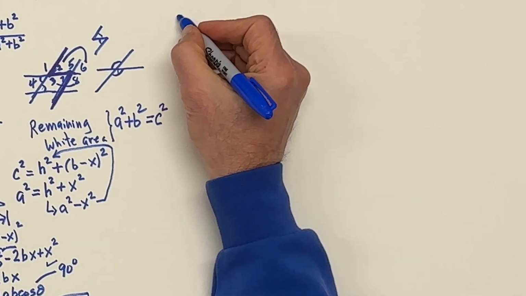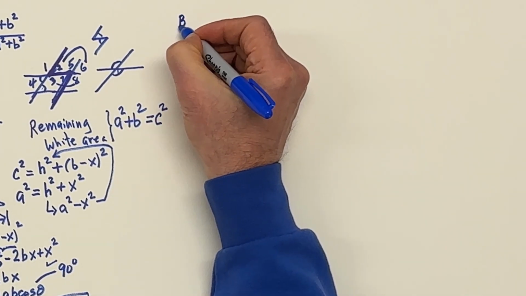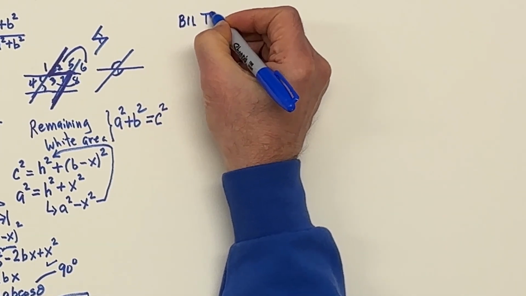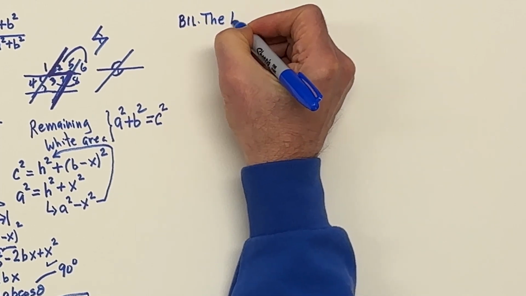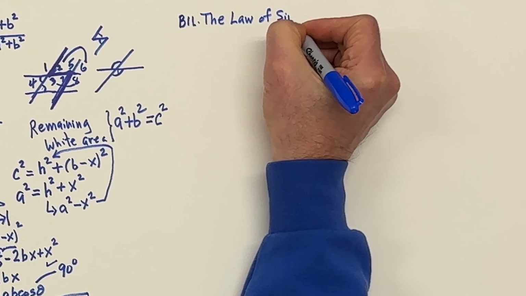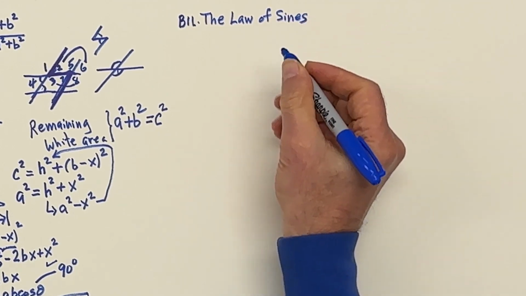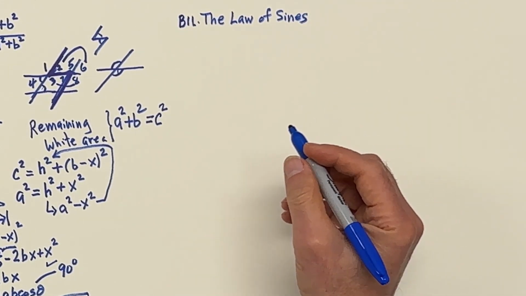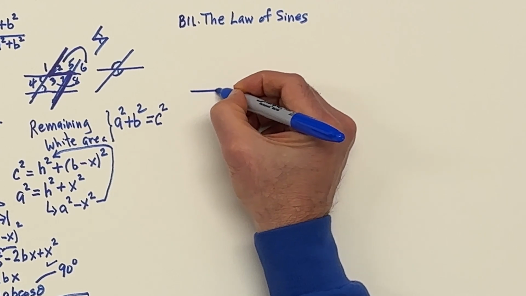So now we go to B11, and this is the law of sines. Now for the law of sines, let's construct a triangle.